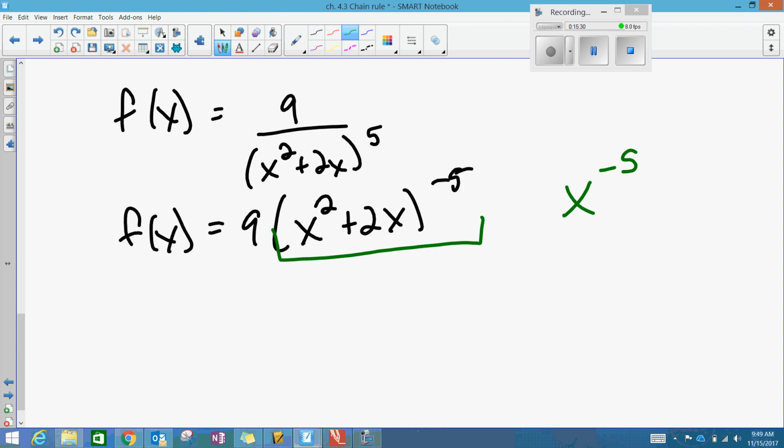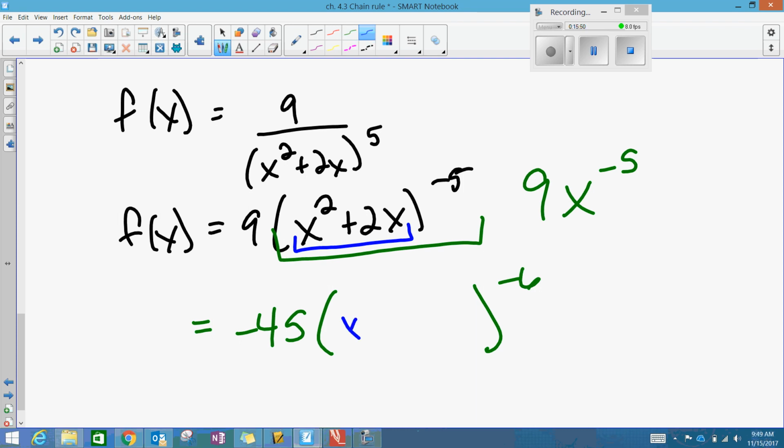And actually you can think about it as 9x to the negative 5. And then my inside function is x squared plus 2x. So now when I take the derivative of the outside, I'm going to get negative 45, then the inside function, and subtract 1 to the negative 6, and my inside function is x squared plus 2x. Now I take the derivative of the inside, I get 2x plus 2.